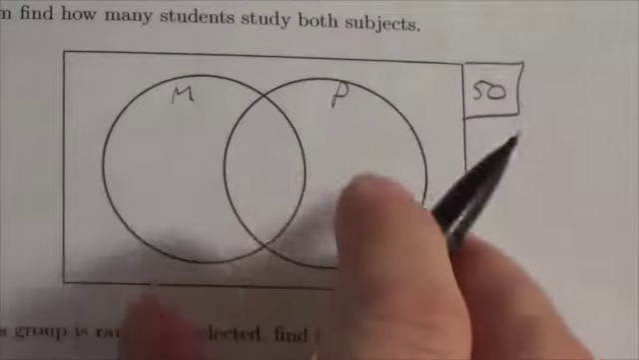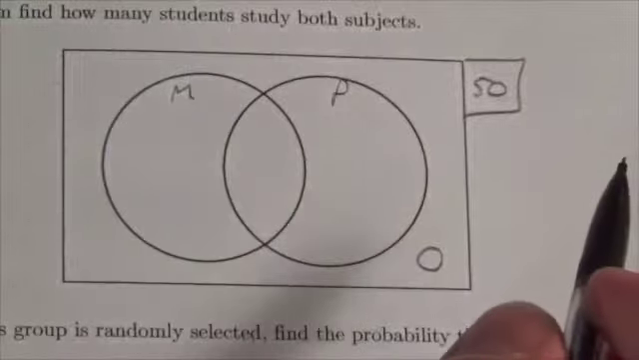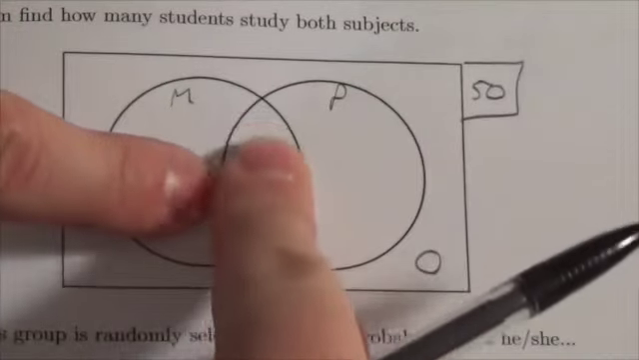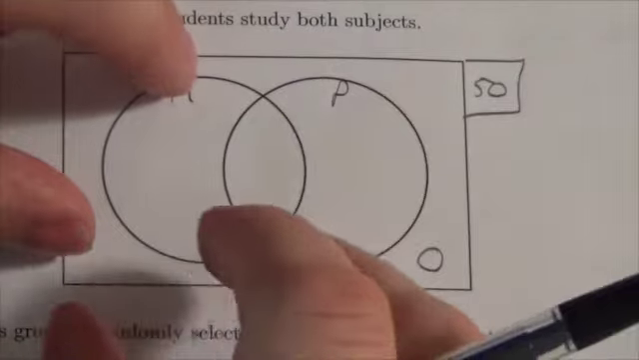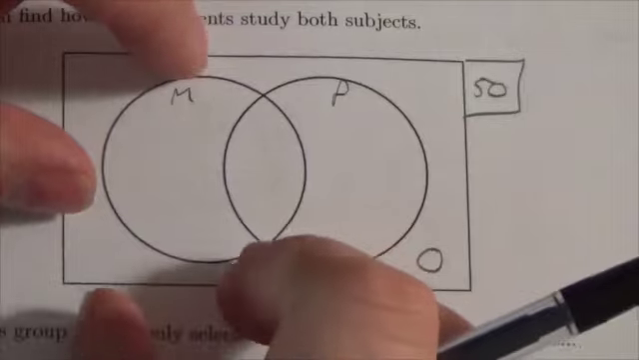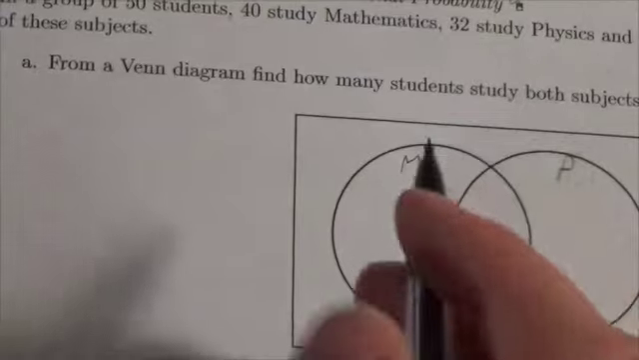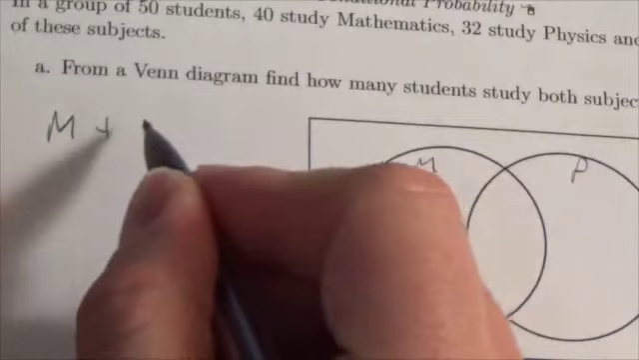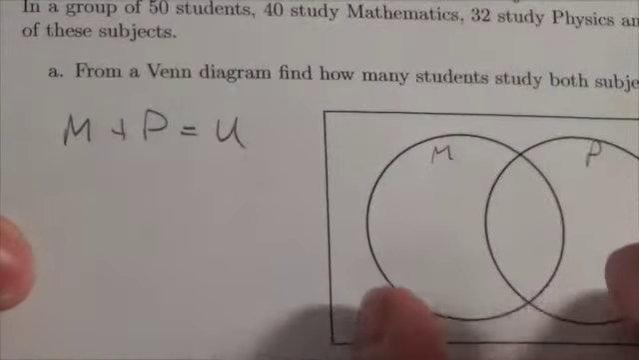Now, based on what we're told here, 40 students study math, 32 students study physics. If we assumed there was no overlap between the two for right now, that would mean that the sum of the students in the mathematics circle in this Venn diagram plus the number of students in the physics set should add up to 50. So if we've got the math plus the physics, this should end up being the universe if the two sets have no overlap.